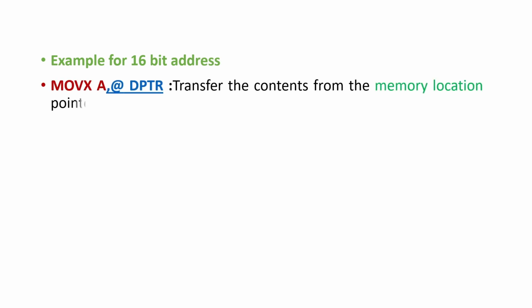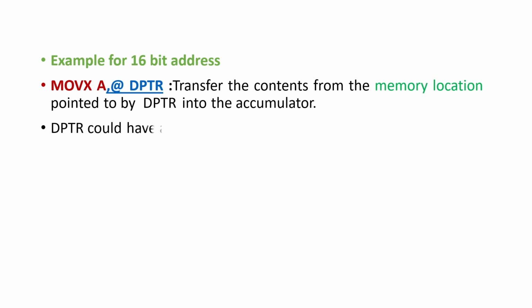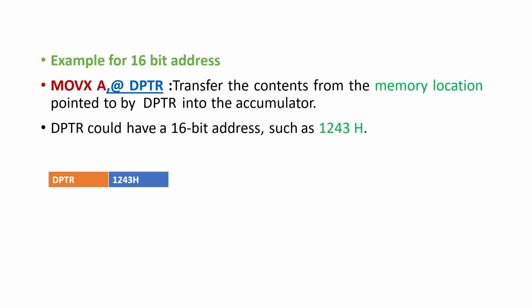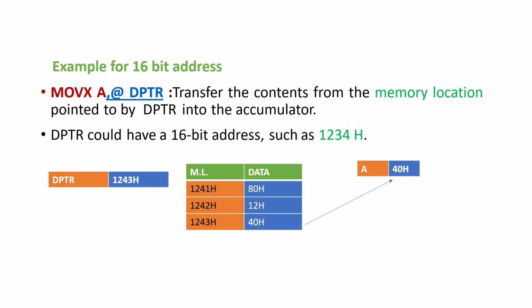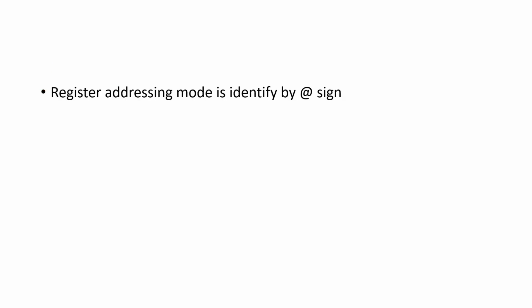Let's see another example for a 16-bit address. MOV A, @DPTR means transfer the contents from the memory location pointed to by the DPTR into the accumulator. See, DPTR is a 16-bit register, which means it holds a 16-bit address such as 1243H. The content of DPTR is 1243H. Now, the microcontroller goes to this location, finds the contents and transfers them into the accumulator. Now, the content of the accumulator is 40H. Listen, register indirect addressing mode is identified by the @ sign.